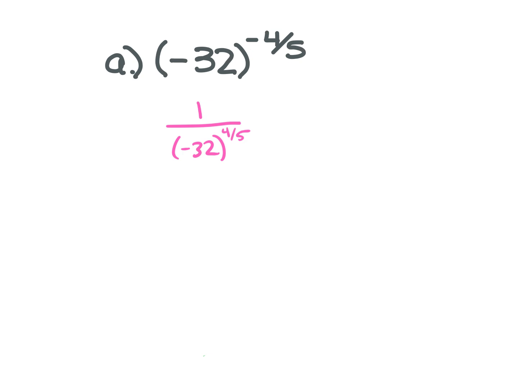Now we can simplify this a little bit more. The number up top is our exponent. The number in the denominator is the index. So our denominator is going to go out front. We now have 1 over the 5th root of negative 32 to the 4th power.